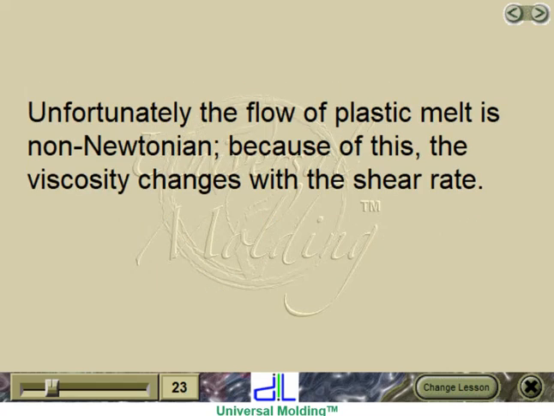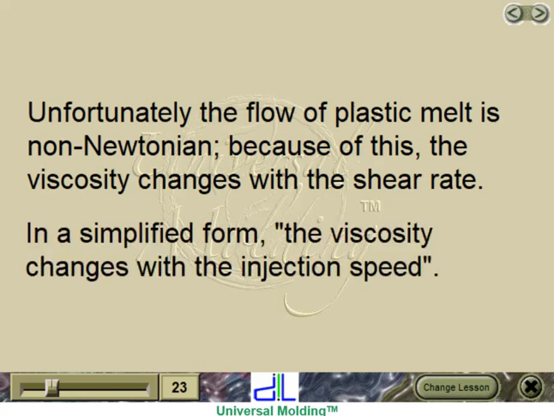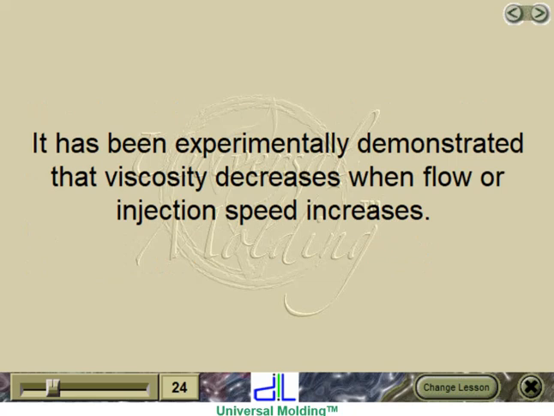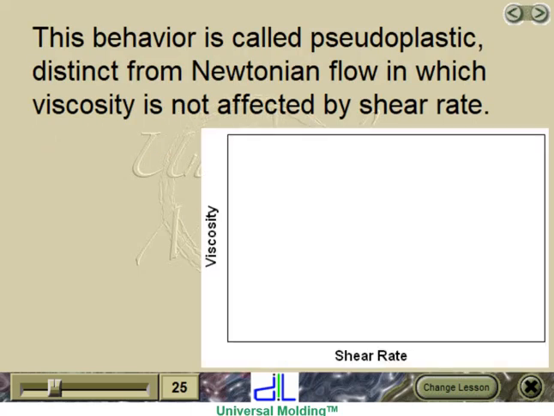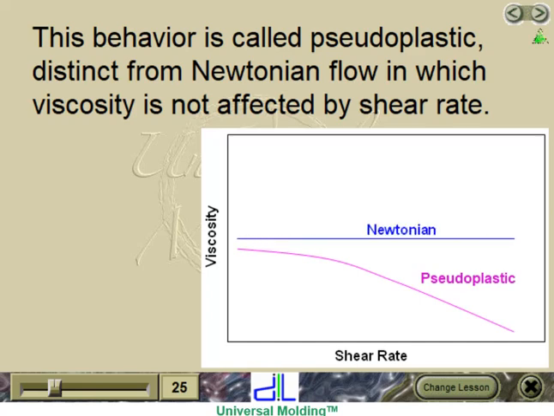Unfortunately, the flow of plastic melt is non-Newtonian. Because of this, the viscosity changes with the shear rate. In a simplified form, the viscosity changes with the injection speed. It has been experimentally demonstrated that viscosity decreases when flow or injection speed increases. This behavior is called pseudoplastic, distinct from Newtonian flow, in which viscosity is not affected by shear rate.